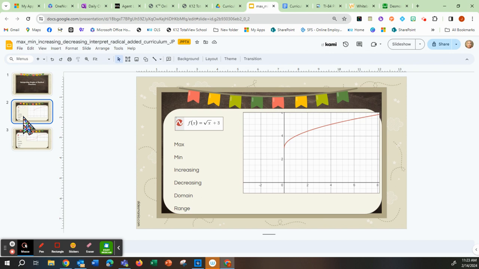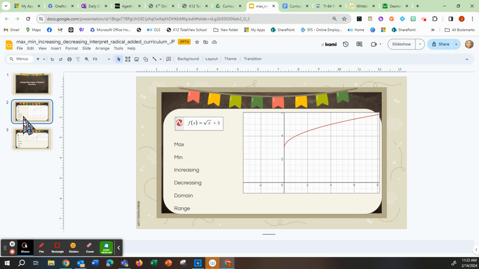We're going to look at things like max and min and where the graph is increasing and where the graph is decreasing. And we'll go ahead and just throw in domain and range because I know that we can't ever hear enough explanation about domain and range because I know it's usually something difficult for students to grasp. So let's take a look at this graph.